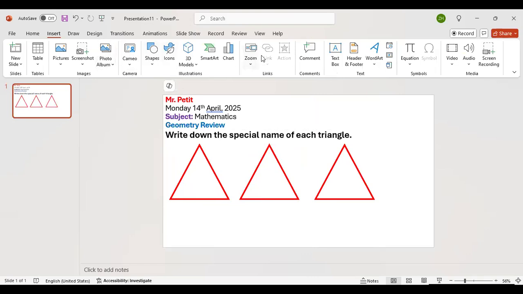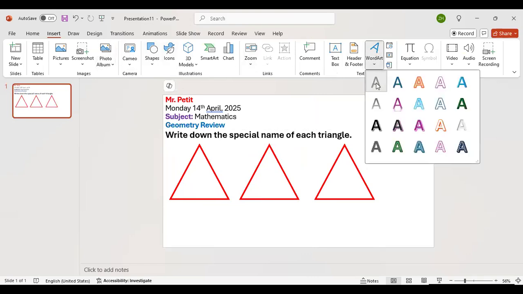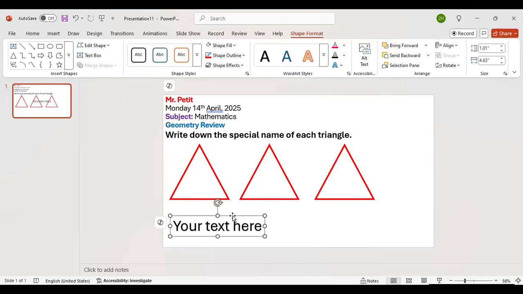Good. So we have these 3 triangles, and in each case, I want you to tell me the special name of the particular triangles that we have. If you know them, that would be great. If you don't know them, then that's what you're here to learn.